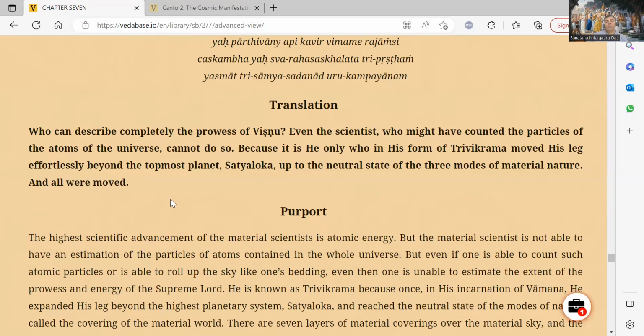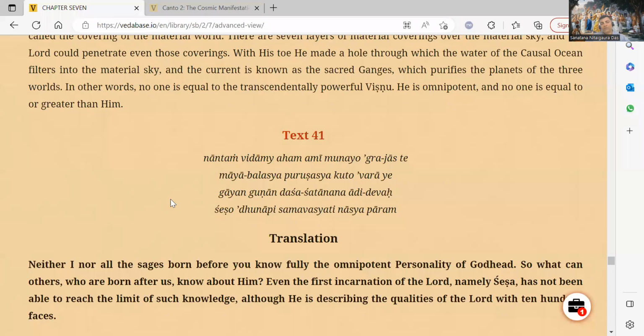not humanly possible for us to actually understand or describe all the glories or the energies or the powers of the Supreme Lord. Here, Maharaj is saying that even very qualified scientists, not just the small-time scientists that we have today, who probably can count all the grains of sand on the ocean or all the atoms in the universe, even they cannot describe all the pastimes of the Lord. What are you talking about, scientists?